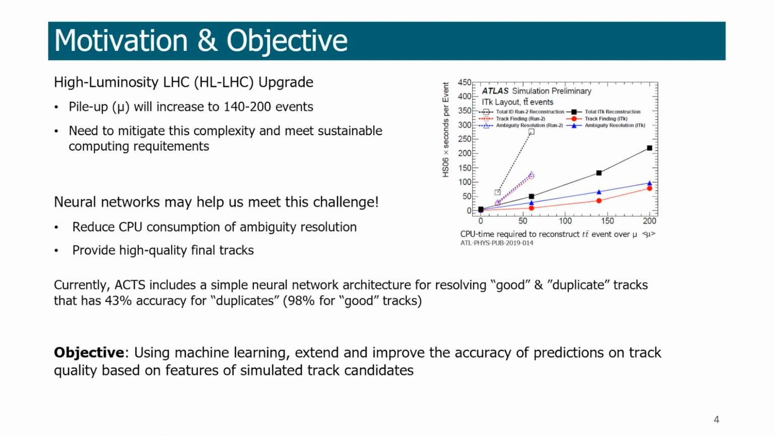Currently, ACTS includes a simple neural network architecture that uses 3 track features to differentiate between good and duplicate tracks one at a time. And it has approximately 43% accuracy in recognizing duplicate tracks. So my objective was really to improve this accuracy by adding more track features and to extend this architecture to potentially include fake tracks and analyze multiple tracks at once.